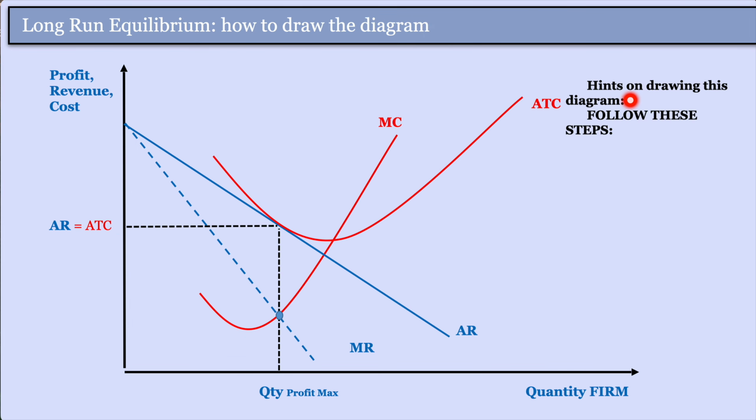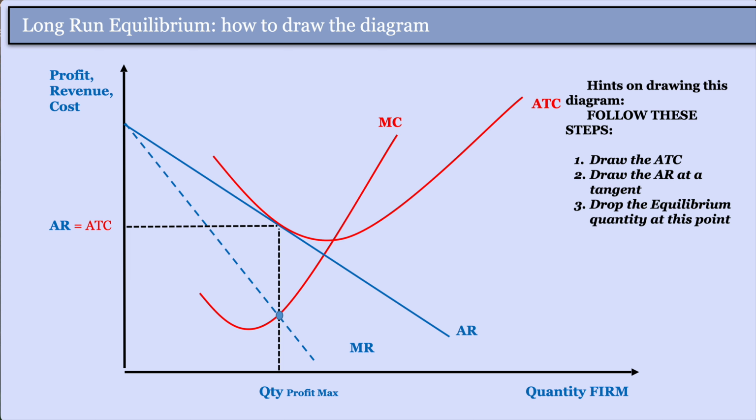Hints on drawing the demand curve. We'll follow the steps. The first thing I always do is draw in this ATC. This is the key point here: that mustn't be too flat. It's got to have a curve to it here. Then you draw in this AR at a tangent to that point there. That's the key point because there's no supernormal profit being made. Then you drop your equilibrium down from this point here.